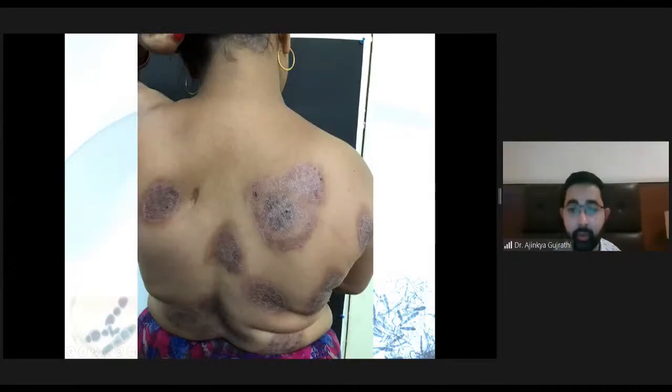So this is a clinical photograph of dermatophytosis. There is extensive involvement with multiple lesions and eczematization. This patient also had lesions on the axilla and groin.